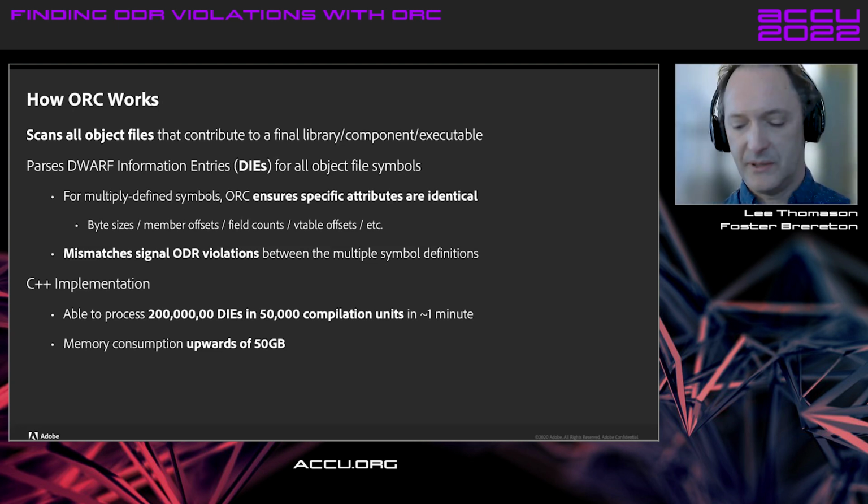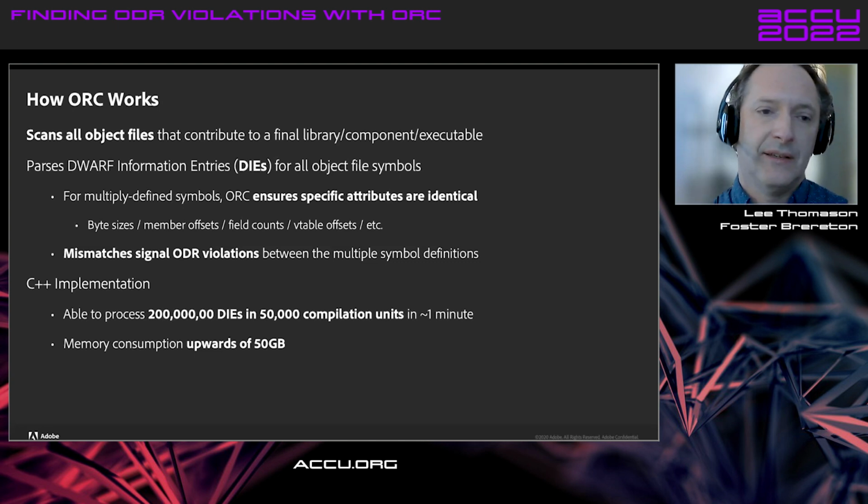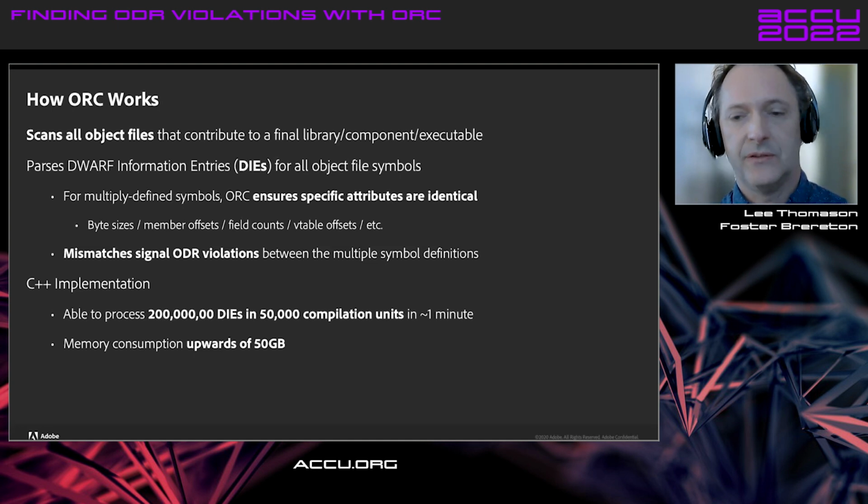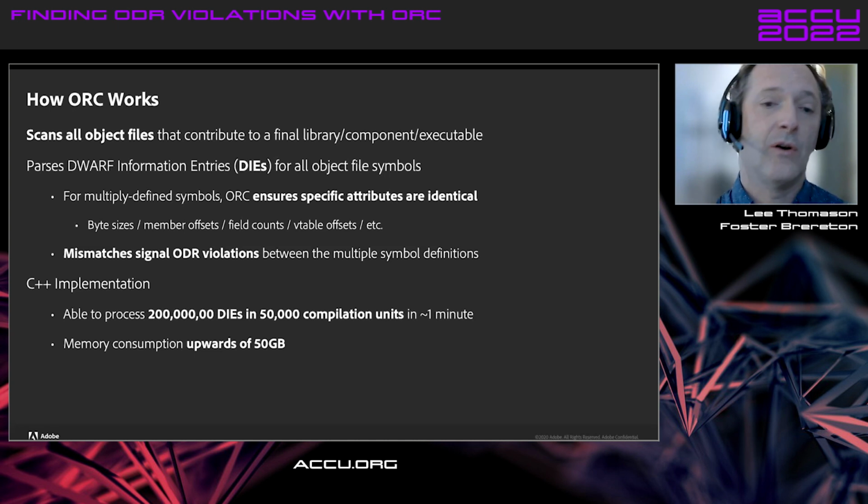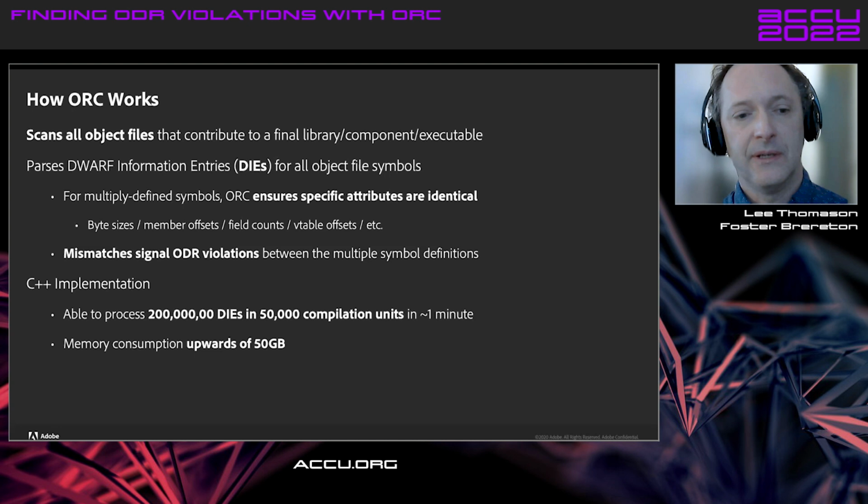It is roughly a replacement, or roughly does the same sort of job as the linker. It's going to scan all the object files that contribute to whatever you're building, library, DLL, executable. And it is going to look at the DWARF information, which is the debug information, the DIEs for all those object files. You can see how we got to the name ORC out of DWARF. And it's going to verify that for a given object, for a given path to an object, all the attributes, all the DIEs for it are identical. And any mismatch, ORC is going to flag correctly as an ODR violation and report it back to you.